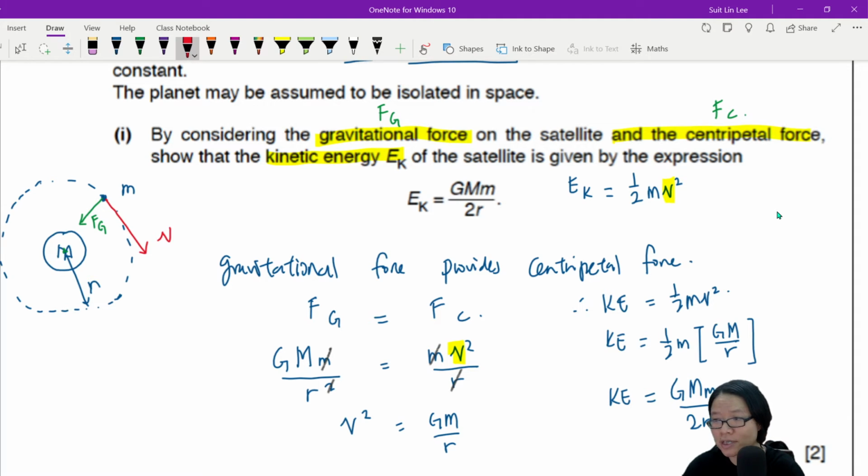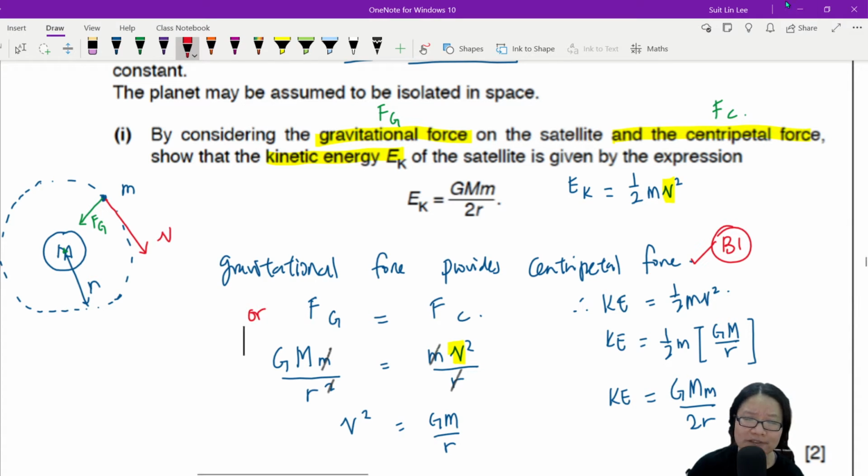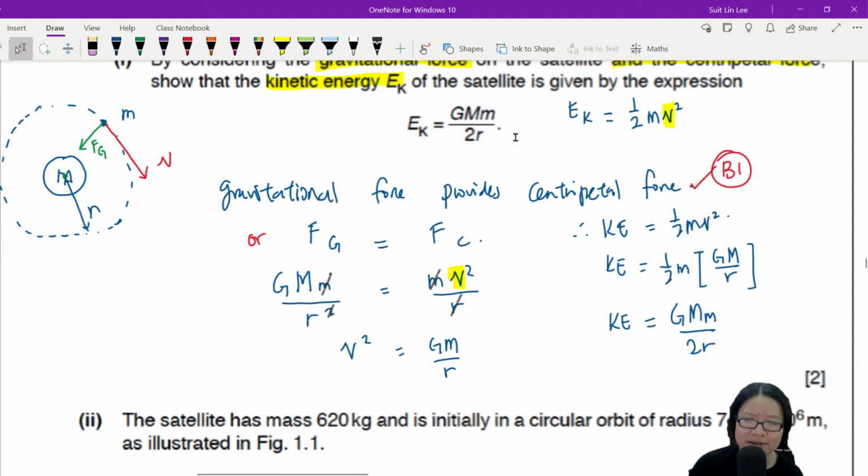Centripetal force necessary is provided by gravitational force, etc. Okay, and then this one will be B1. This part here. Okay, and then from here, I guess if you write this sentence, it will work. This Fg is equal to Fc also can, but just write a sentence, okay, instead of just writing an equation.